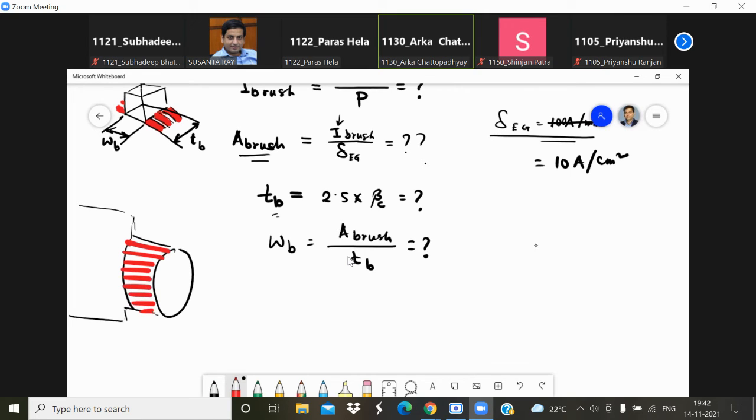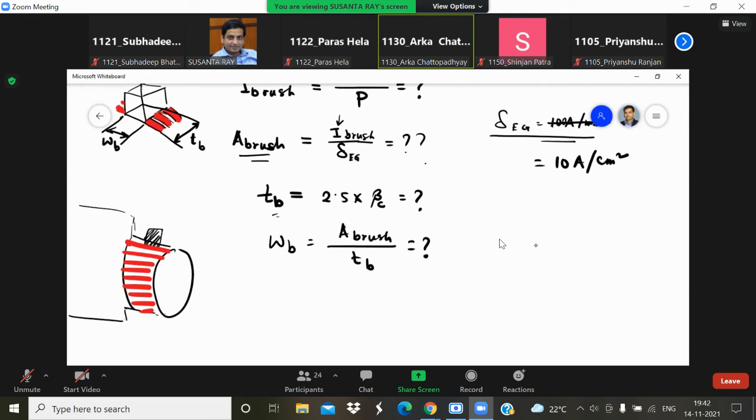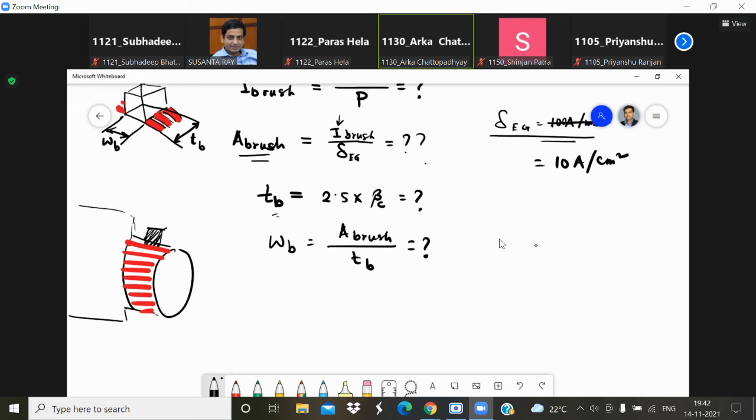Sir, my machine rating is quite less. It's 5 kilowatt. But sir, when I was calculating the number of coils, my maximum number of coils was coming very less, around 13 or 14. So you told me to take at least 20. So I proceeded with that. So my commutator pitch is coming quite high, sir, around 10. So can I go with it?